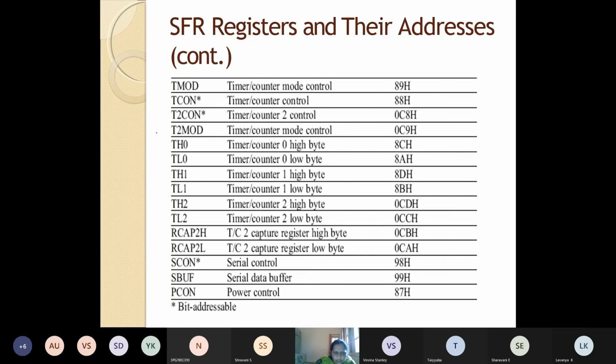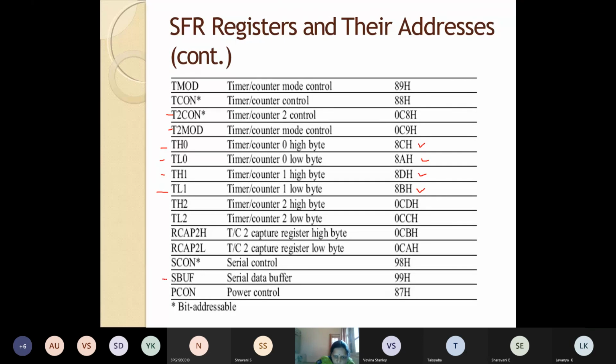These registers are not used in the basic mode and are not present. The timer 0 high byte register is 8C, the timer 0 low byte register is 8A, the timer 1 high byte register is 8D, and the timer 1 low byte register is 8B. These are not used here.